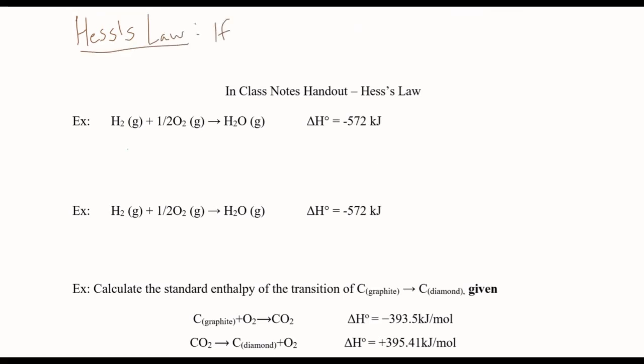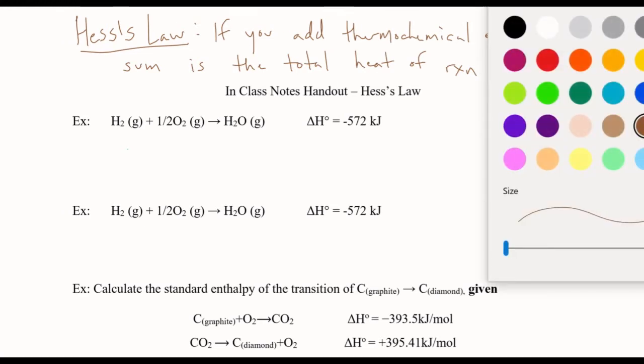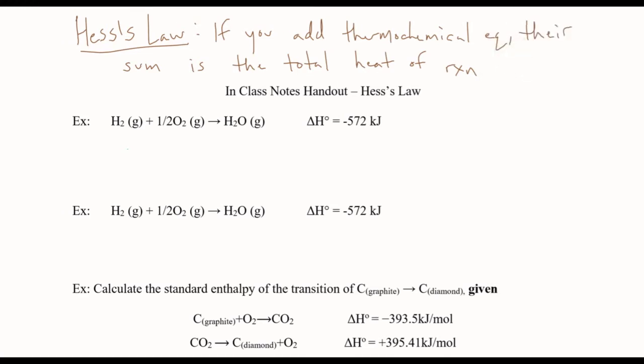And basically what his law says is that if you add together thermochemical equations, you can add and create a sum of their heats, and that is the total heat. So you add them up and you can get the total sum heat of a reaction. I'm going to get off this ugly brown color.